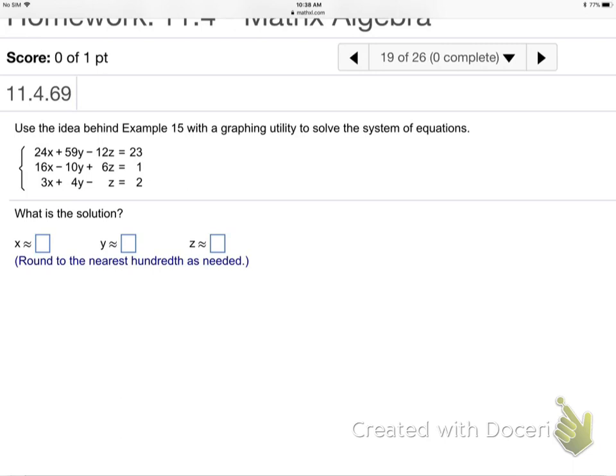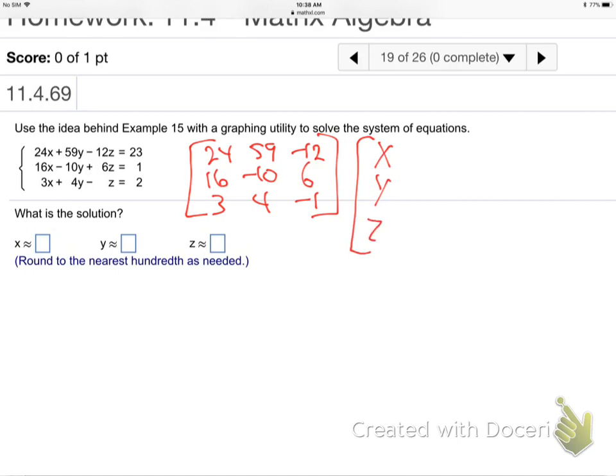Now, how do you use a calculator to solve three equations, three unknowns? Well, let me show you the steps. Basically, you transform that whole thing into a big matrix equation. Here's the beauty and the power of the matrix world. You take the big matrix that's just the numbers. You just peel off the numbers: 24, 59, minus 12, 16, minus 10, 6, 3, 4, negative 1. See, there's no letters there. I just took the numbers without the X, Y, and Z. You put next to it, in one big long column, X, Y, Z.